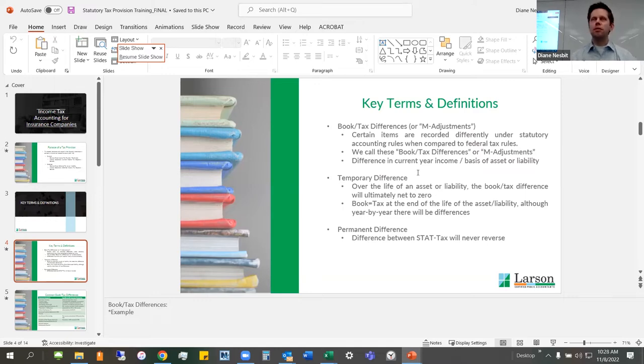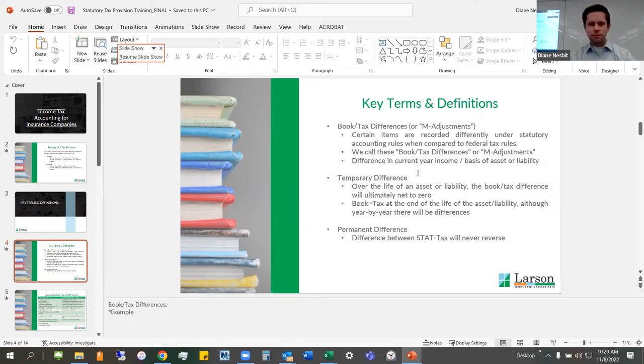In the end, the complete treatment is the same, but there are timing differences throughout the life of the asset or liability. And so in the end, the book and tax will net out to zero. The permanent differences, we'll hit a couple of those. The difference between those will never reverse between stat and tax. So they're obviously permanent.